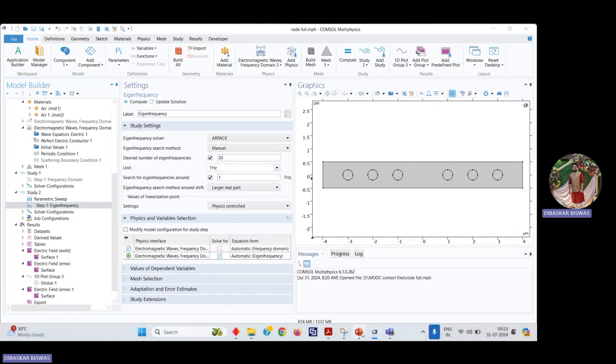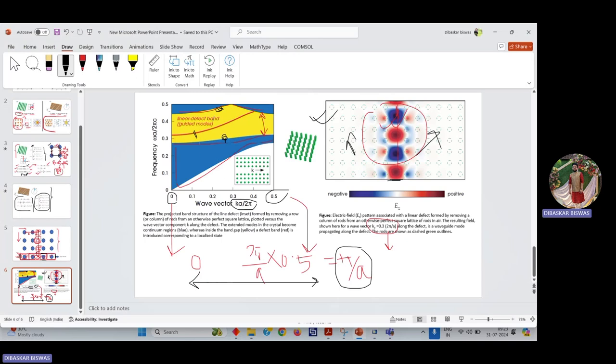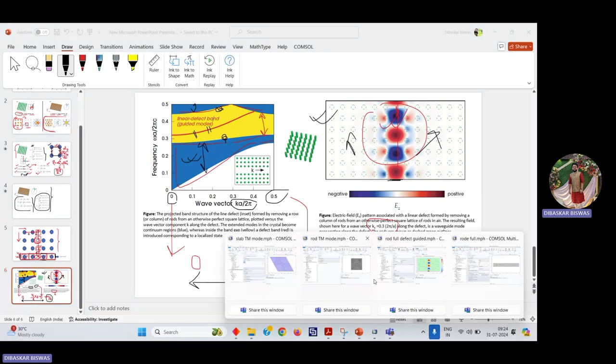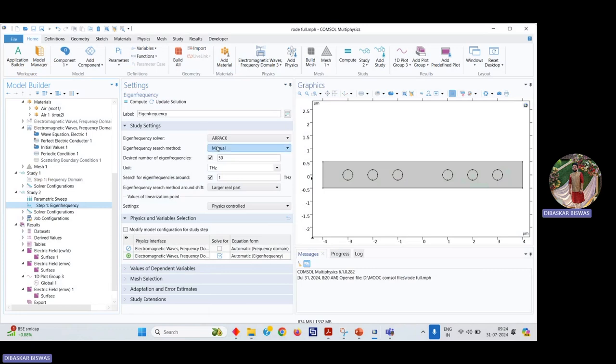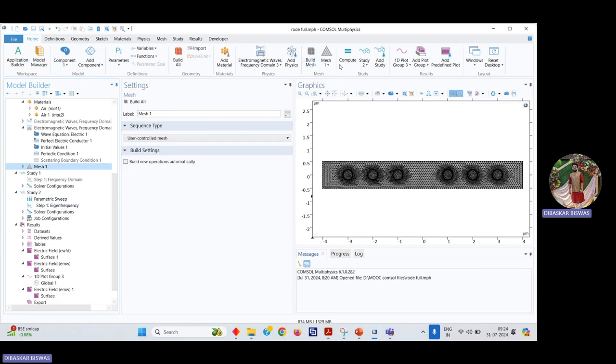Why? Because if you see the band diagram, these are the surface states, and these are also surface states, and this is the band gap. So quite a lot of frequencies are there. If you give only 4 or 5, you might not be able to see this defect state. So you need to give more eigenfrequencies. That will increase your computation time, but that's how you do it. You can keep 50, or 40, but not less than 25 or 30. Then you click build mesh, and then click compute.